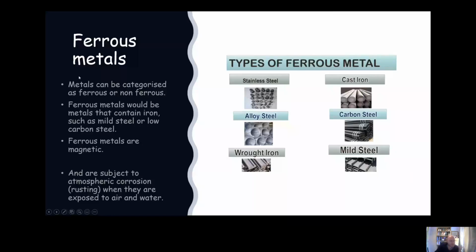So metals can be categorized as ferrous or non-ferrous. Essentially, ferrous metals are metals that contain iron. I've mentioned here mild steel, low carbon steel, high carbon steel, cast iron, even stainless steel to some degree, are all ferrous. And generally speaking, with the exception of stainless steel, all of these ferrous metals will be subject to atmospheric corrosion or rusting when they're exposed to air and water. All ferrous metals would be magnetic as well.